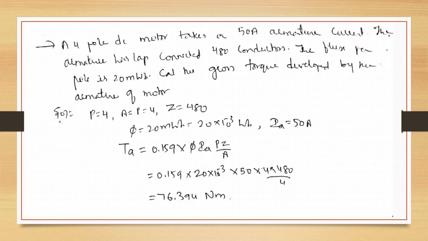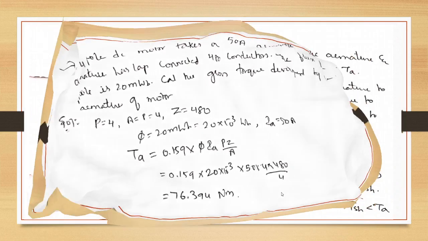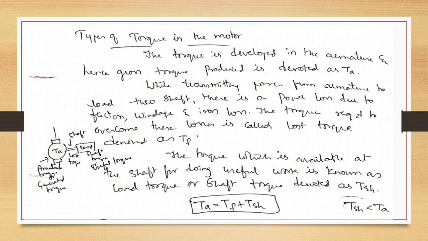First write the given data. P is equal to 4. A is equal to P, which is 4, because this is lap connected winding, so A is equal to P. Z is given as 480. Phi is given as 20 milliweber. Milliweber can be converted into webers, so milli means take it as 10 power minus 3. Ia equal to 50 amps. Torque equation is 0.159 into phi Ia PZ by A. Substitute all the values, and we get 76.394 Newton meter.